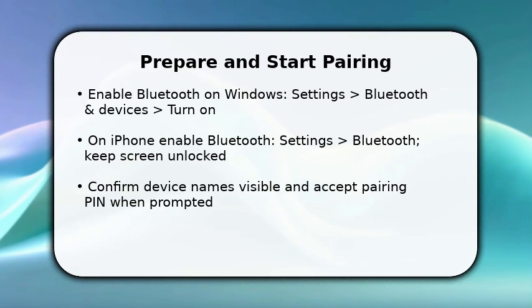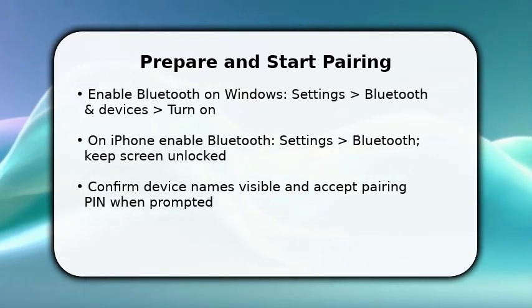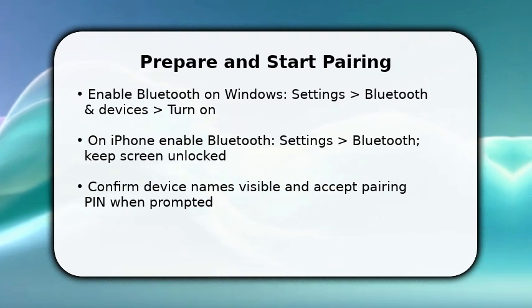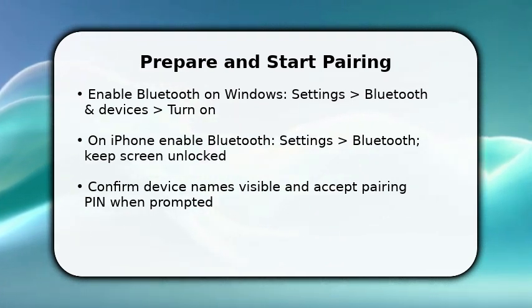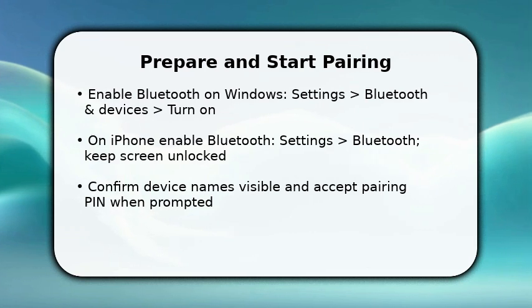You start by preparing both devices so they can talk. On the PC, enable Bluetooth in Settings and make the adapter discoverable. On the iPhone, open Settings Bluetooth and keep the screen unlocked. Once both are visible, select the iPhone from the PC list and accept the pairing PIN on both devices.